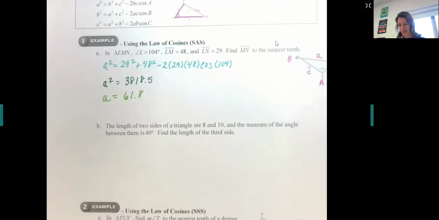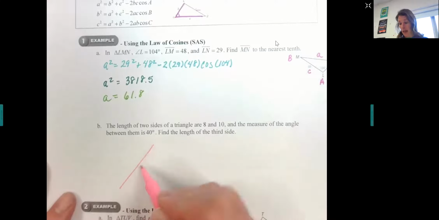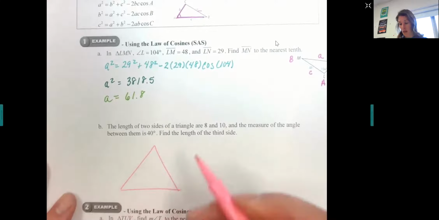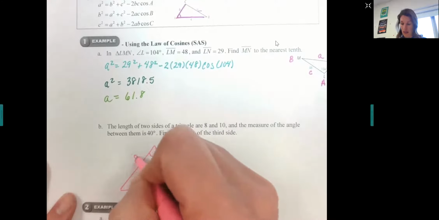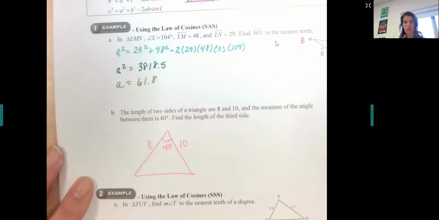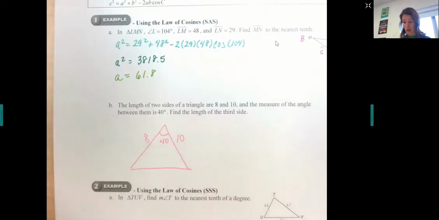Let's use hot pink. We have lengths of two sides of a triangle are 8 and 10, and the measure of the angle in between them is 40. Remember, that's key, that I have to have a measure of an angle in between. So that is 40, and then I have 8 and 10. And then it wants to know, what is the length of the third side?